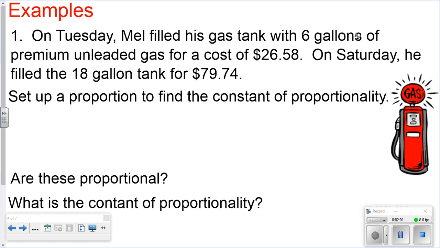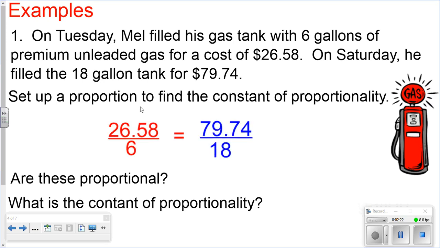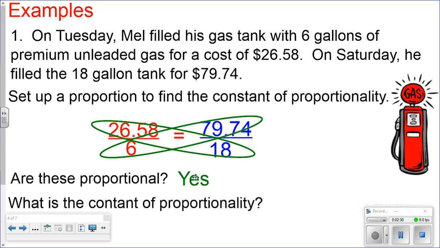Some examples. On Tuesday, Mel filled his gas tank with 6 gallons of premium unleaded gas for a cost of $26.58. On Saturday, he filled the 18-gallon tank for $79.74. Set up a proportion to find the constant of proportionality. So I would set up my proportions, $26.58 for 6 gallons and $79.74 for 18 gallons. So I need to know, are these proportional? I'll cross multiply to find yes, they are proportional. So to find our constant of proportionality, I just divide, and it's $4.43 per gallon.